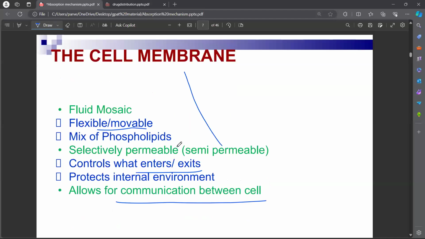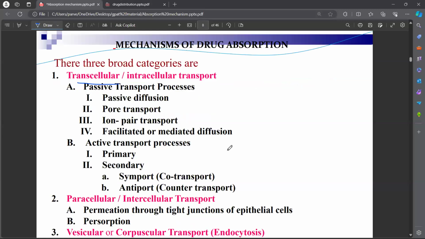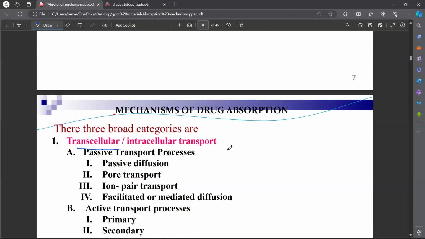So this is the broad overview of the different mechanisms of drug absorption by which a drug is absorbed from the GI barrier into the systemic circulation. So basically, what is meant by transcellular? Come on, guys, answer me. What is meant by transcellular transport? What does the word transcellular signify? Do you guys have any idea about transcellular transport through the GI wall? Yeah, basically through the cell.